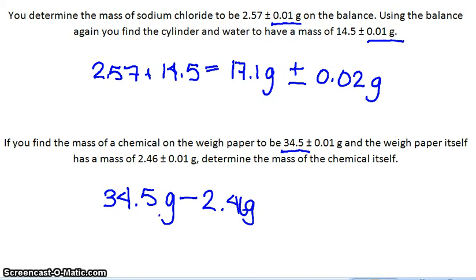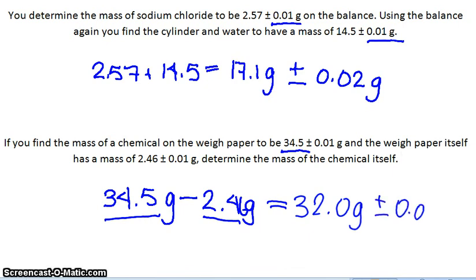So we weighed here, and then we weighed here. So that means our uncertainty again is doubled. So the answer to this is 32.0 grams plus or minus 0.02 grams.